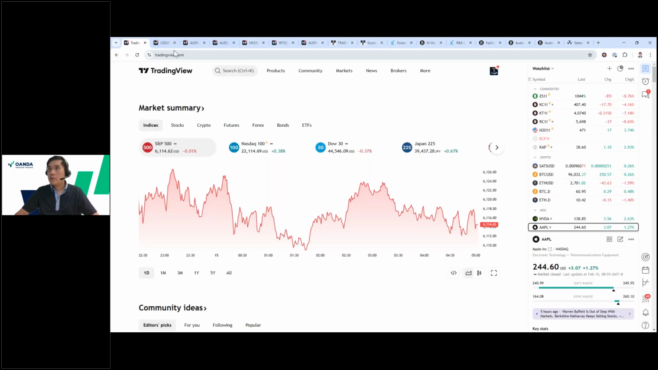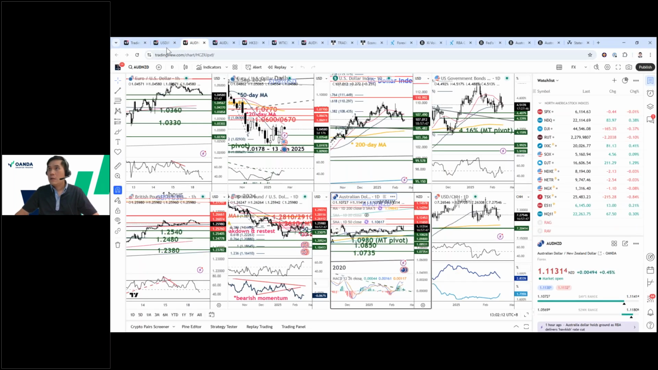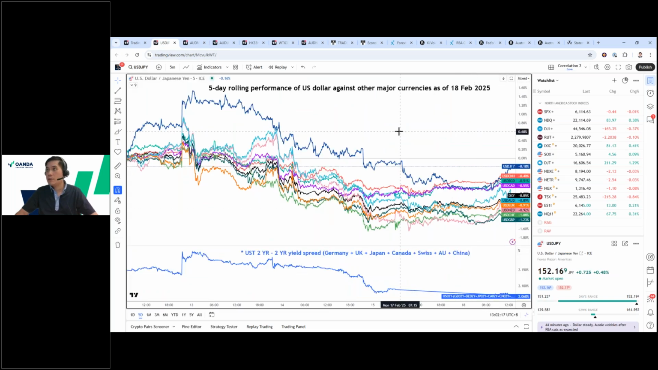All right, so what we could see here is the dollar, okay, this is the 5-day rolling performance of the US dollar against other major currencies as of now. We start to see a bit of a bounce from the dollar against other major currencies. Like the dollar yen is now reacting the strongest, but still in negative territory, negative 0.18% by a 5-day rolling performance.